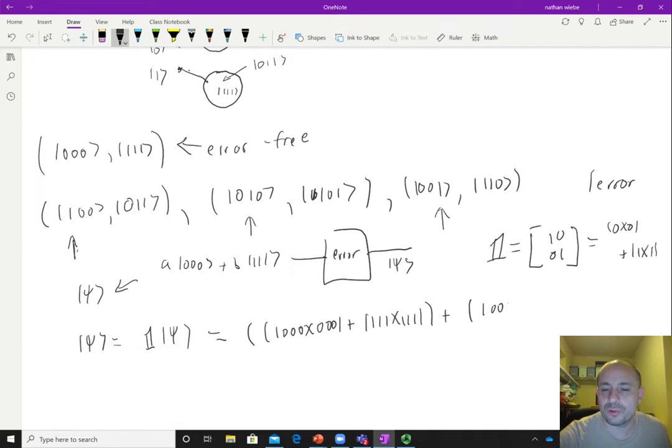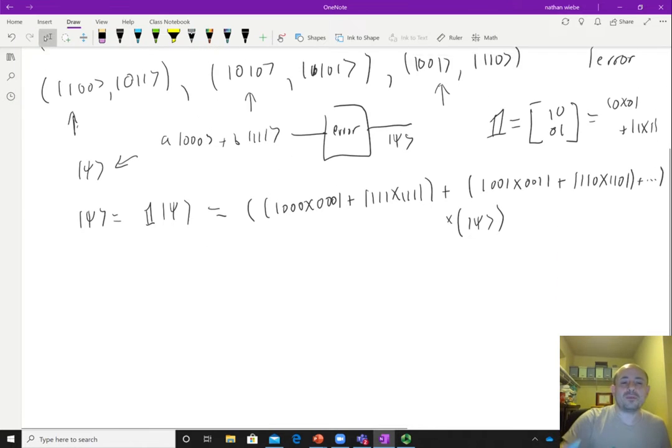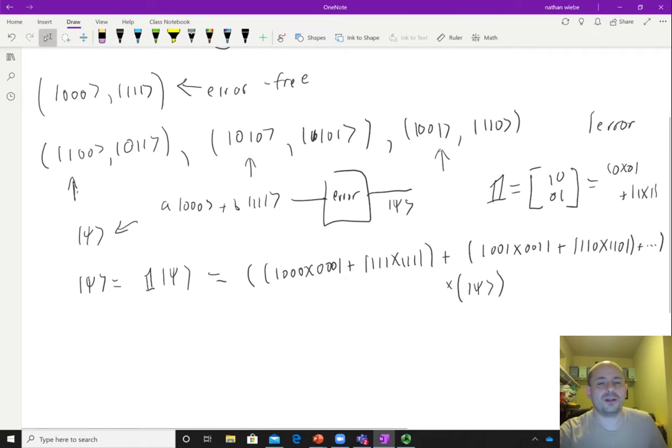Plus 0, 0, 1. Oh, and plus dot dot dot. And all of this is going to be multiplied by, of course, psi. All right, so we've got this, and note what I've got here.